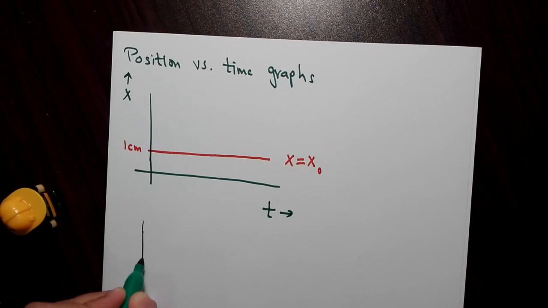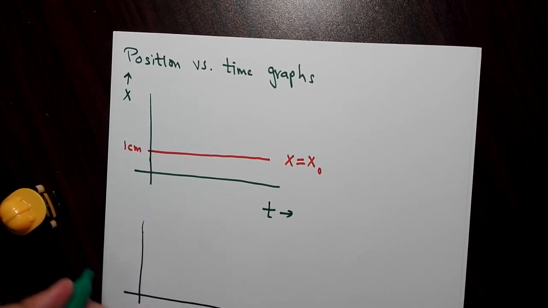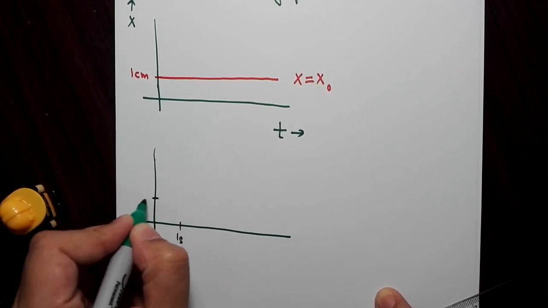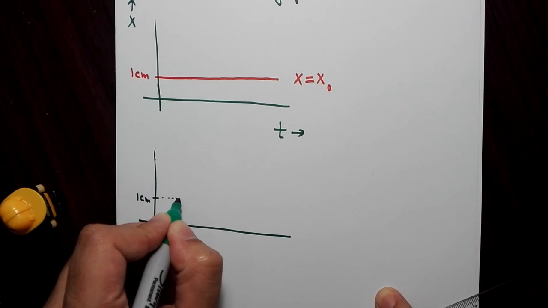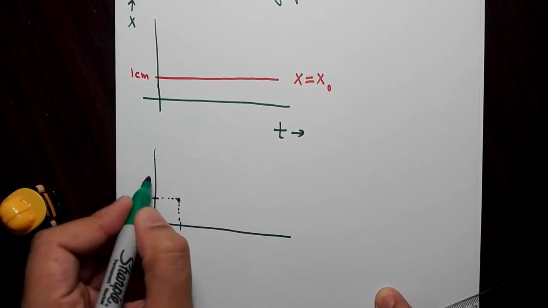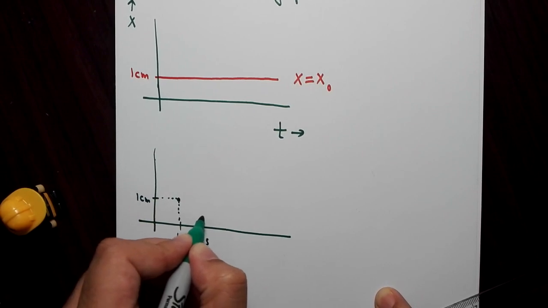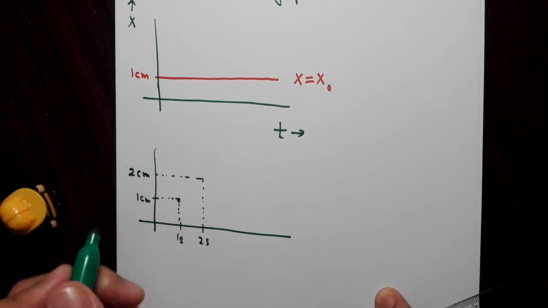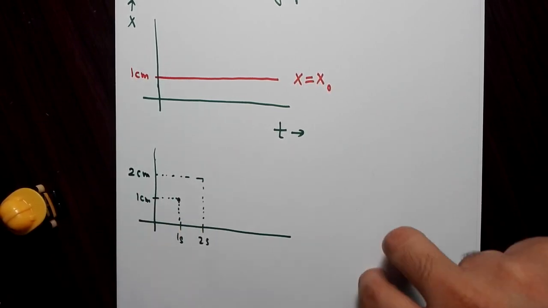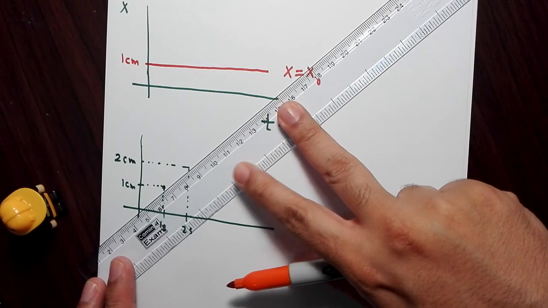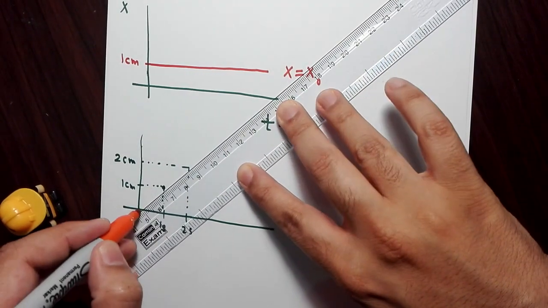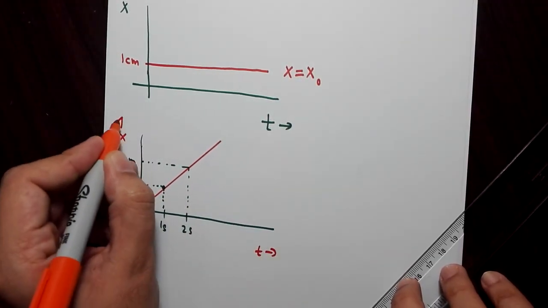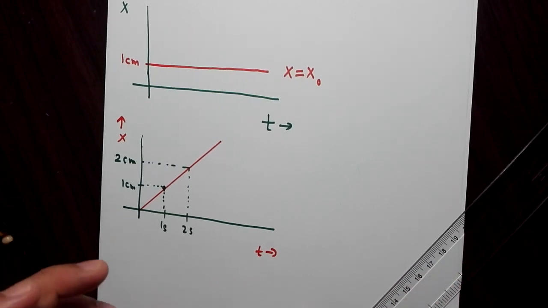Okay, so the position versus time graph for Mr. Fireman now is going to be, so in 1 second he's over here, 1 centimeter, so that's the first point, and then at 2 seconds he is at 2 centimeter. Okay, and so on. As you can see that it's going to be a straight line. Okay, so that's the position versus time graph of Mr. Fireman when he is moving at 1 centimeter.